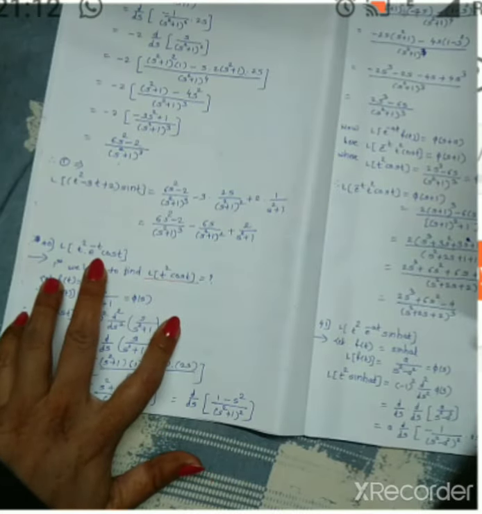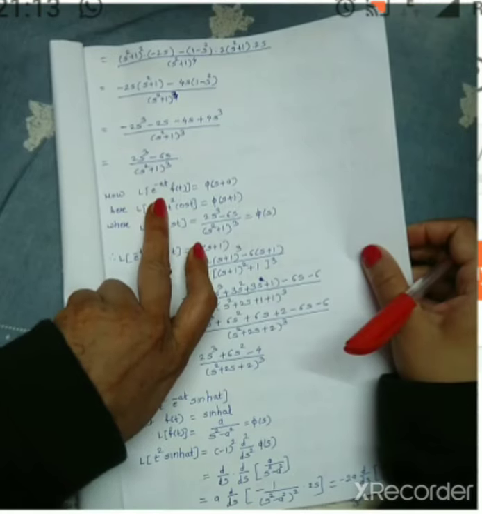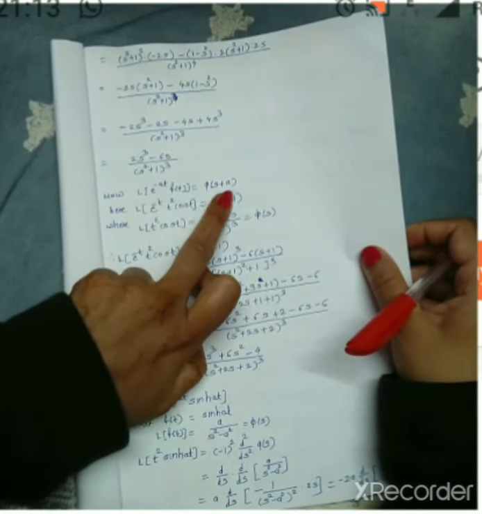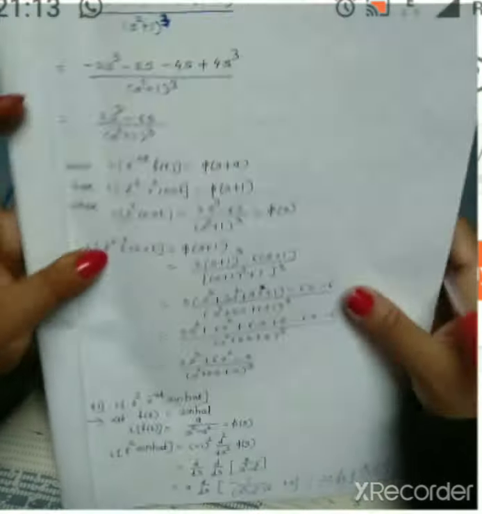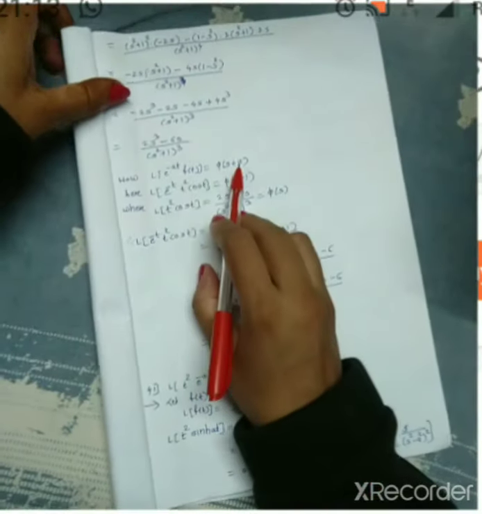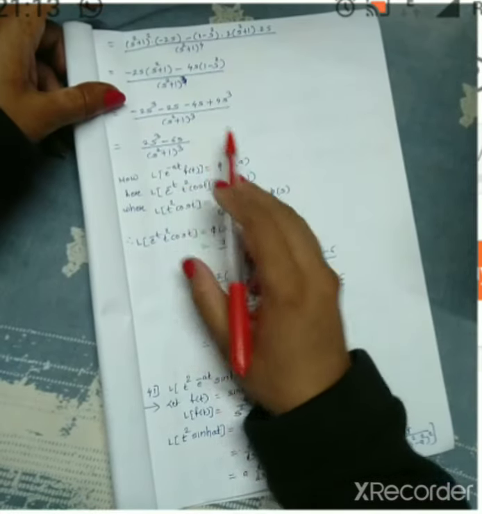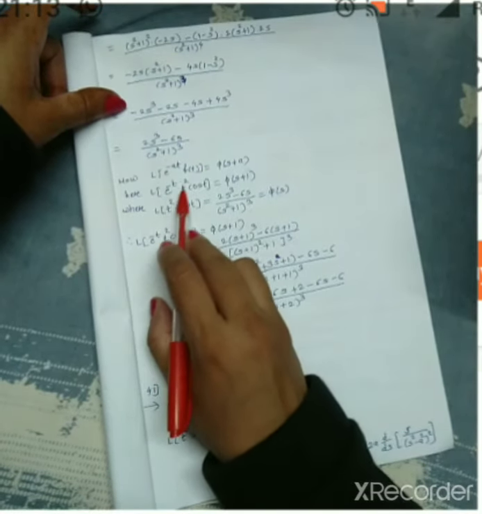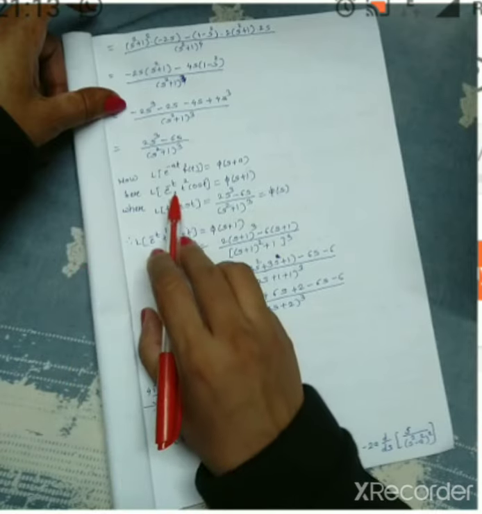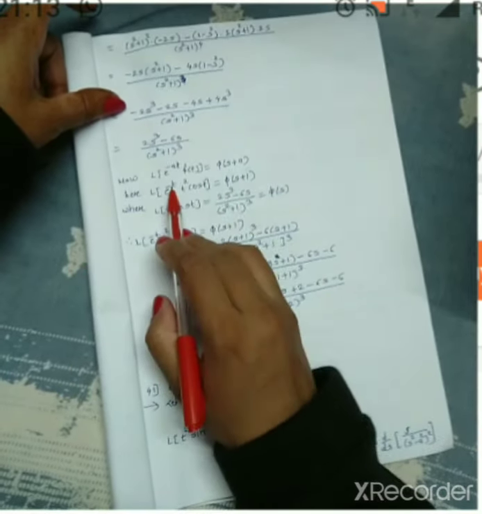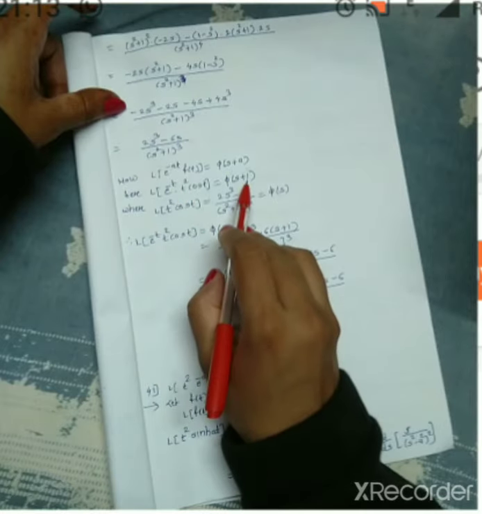Now apply the exponential property. Before that, write down the exponential property. The Laplace of e raised to minus at f of t is phi of s plus a. What is phi of s? It's the Laplace above. Here e raised to minus t is there in our example, multiplied by t square cos t, which is equal to phi of s. Here minus 1 is there, that's why it is plus 1.